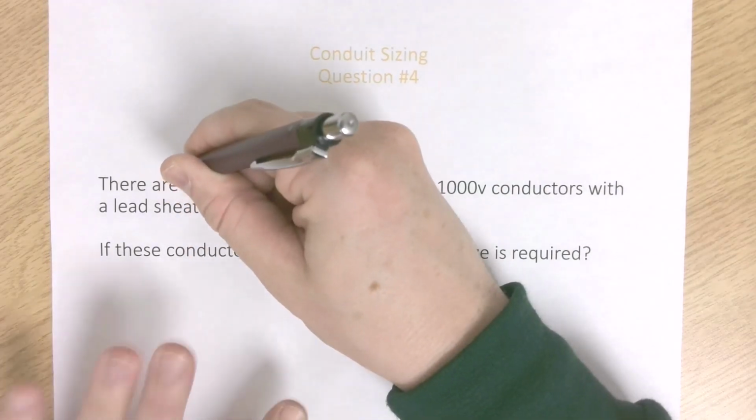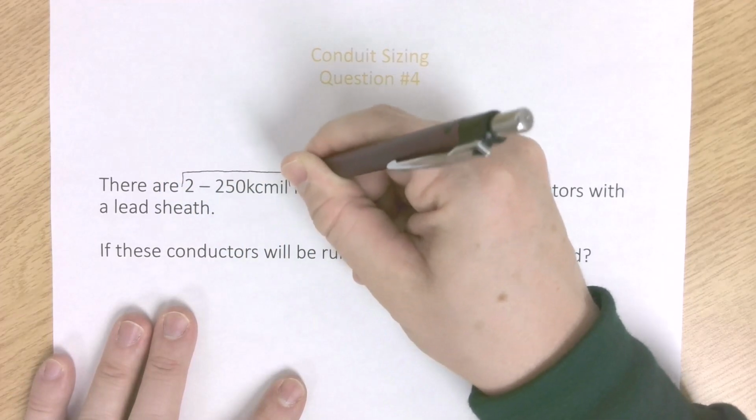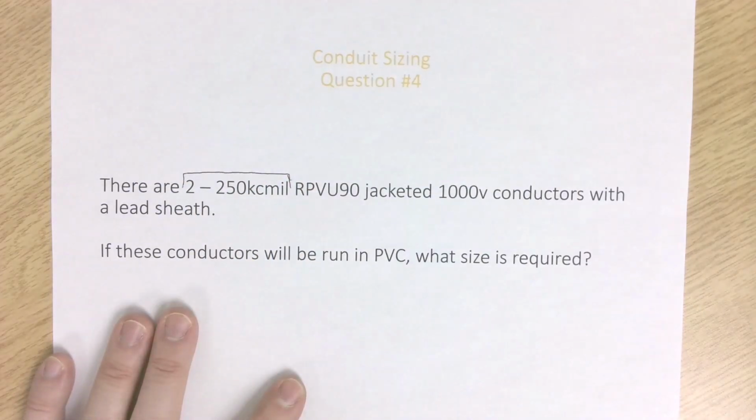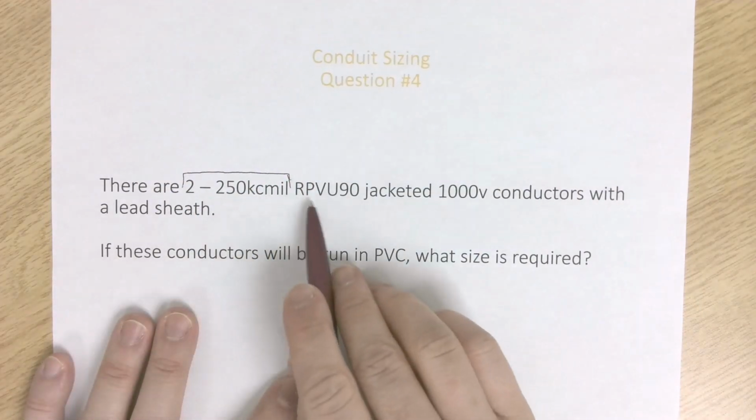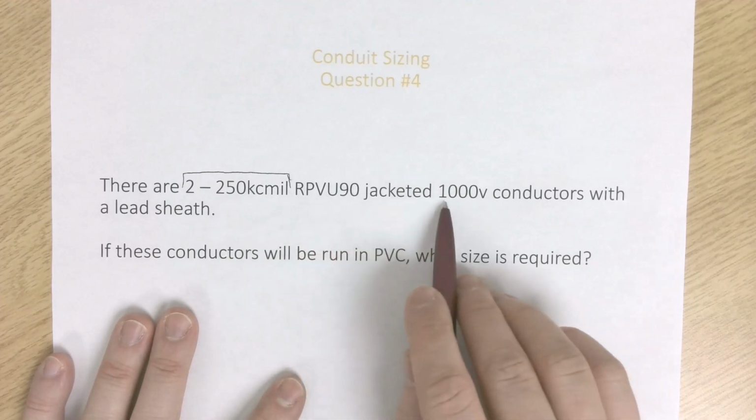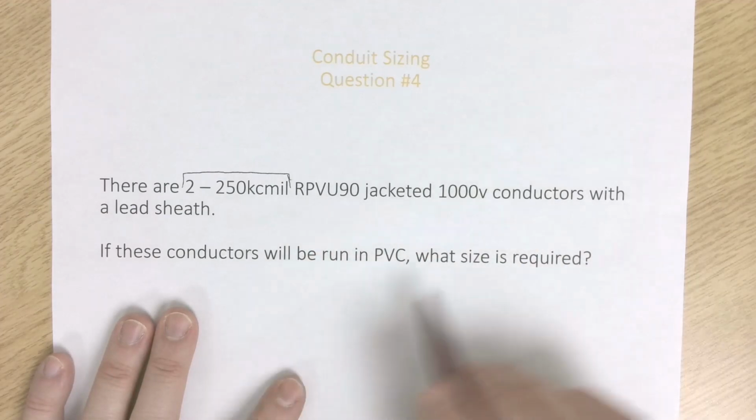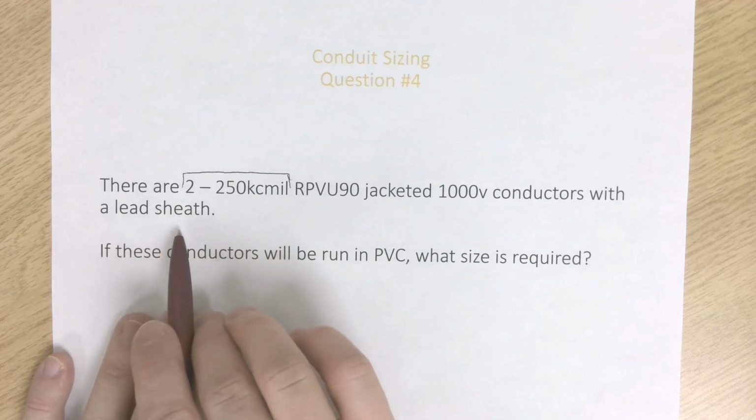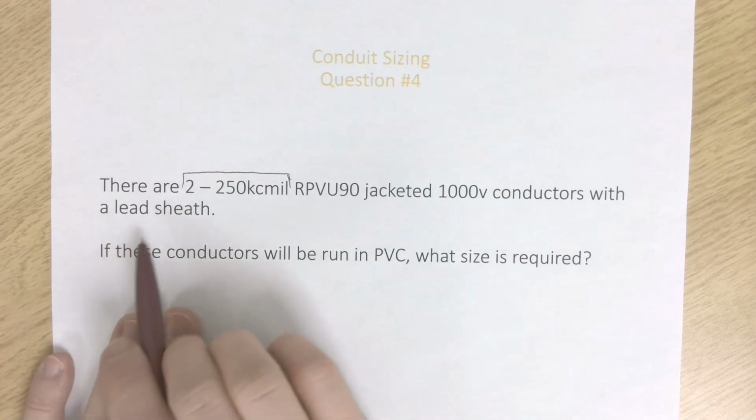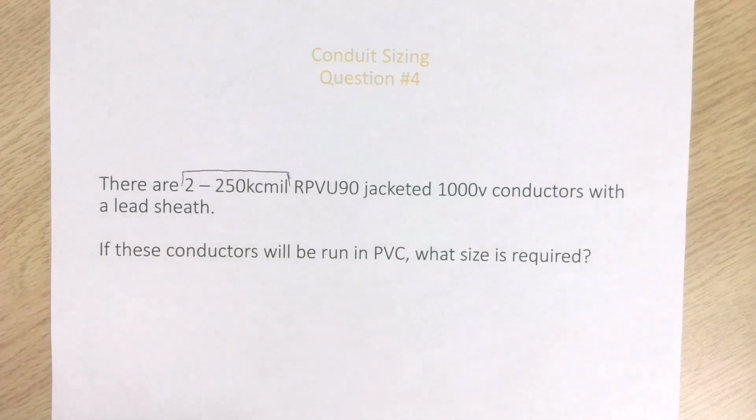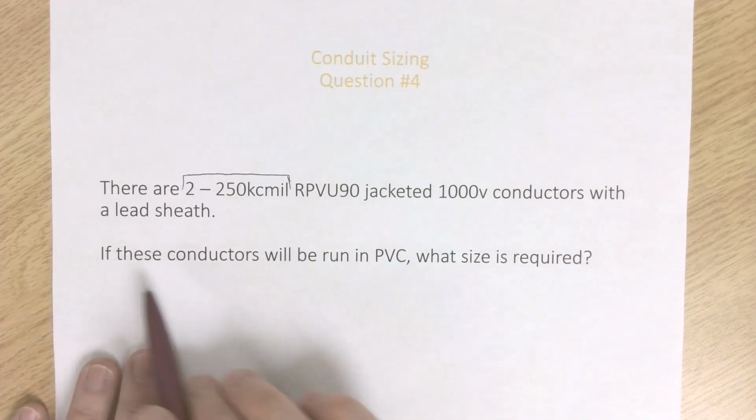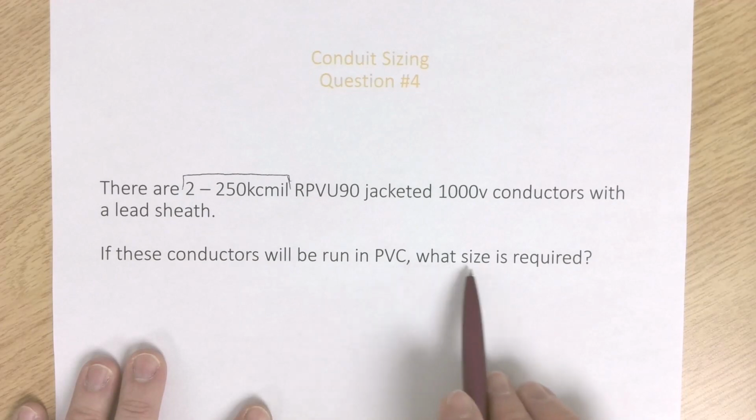I'm going to identify, okay, I have 2 of these 250 kcmil RPVU 90 jacketed 1000 volt conductors. All right. And they're with a lead sheath. Okay. So that might affect Table 8 maybe. And it says if these conductors will be run in PVC, what size is required?